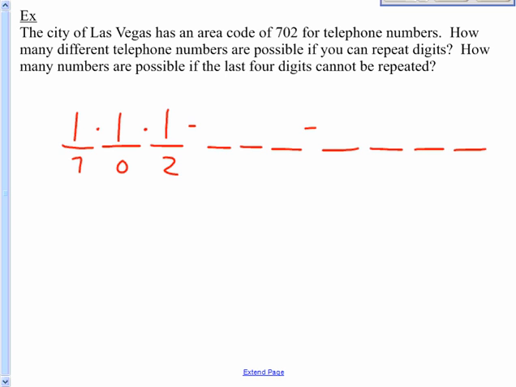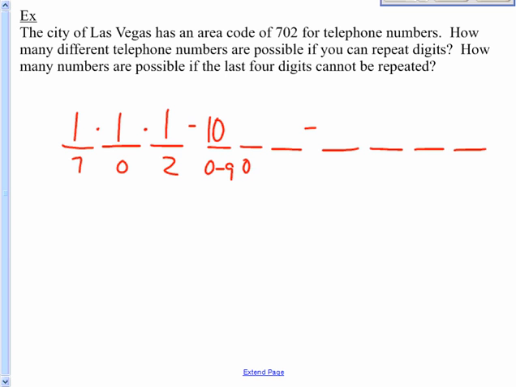Now after this, you have your dash. After 702, whatever the first 3 numbers are here, I can have anything between 0 and 9: 0, 1, 2, 3, 4, 5, 6, 7, 8, or 9. I can have any of those. So how many numbers is that? I have 10 options.